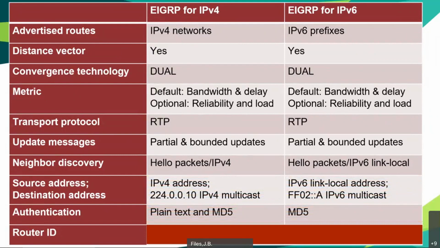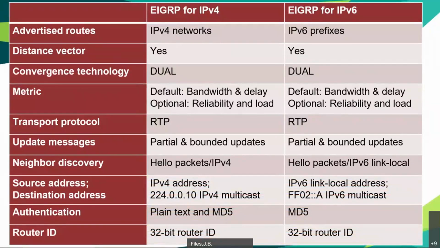One change with authentication, plain text authentication goes away with EIGRP because, what's the point? The router ID is the same. It's still 32-bit, and it doesn't matter if it's IPv4 or IPv6, okay? It's going to be a 32-bit router ID either way. All right.